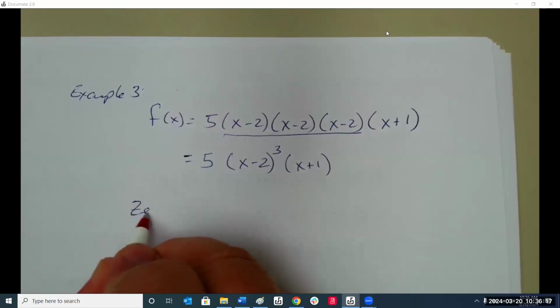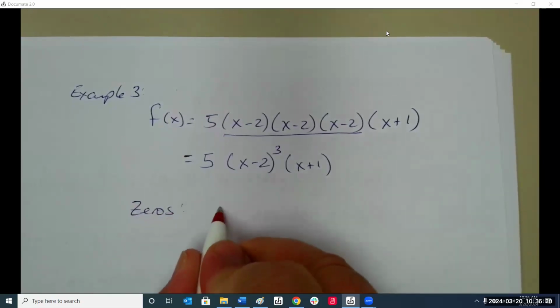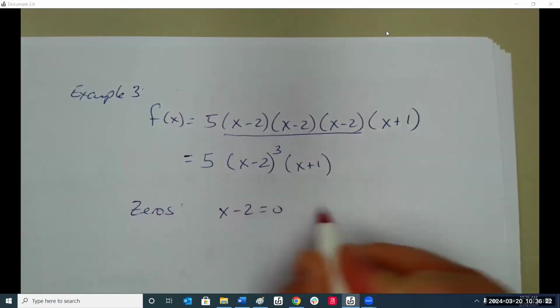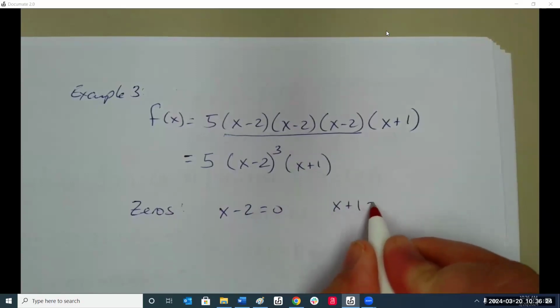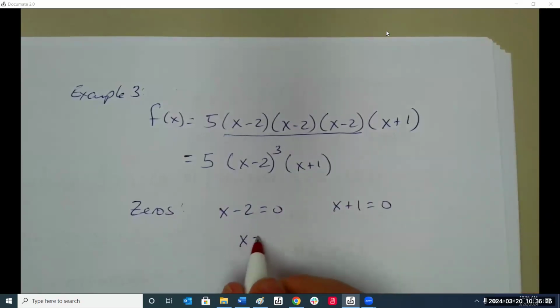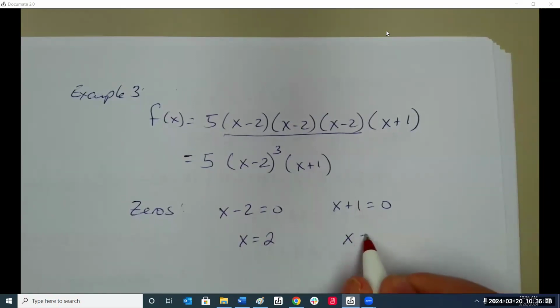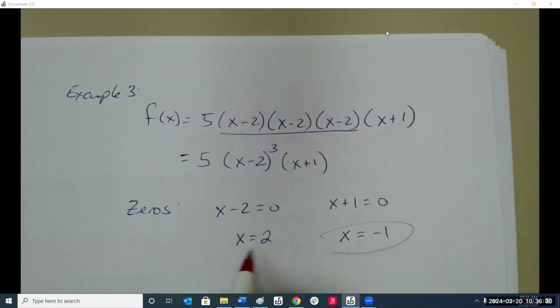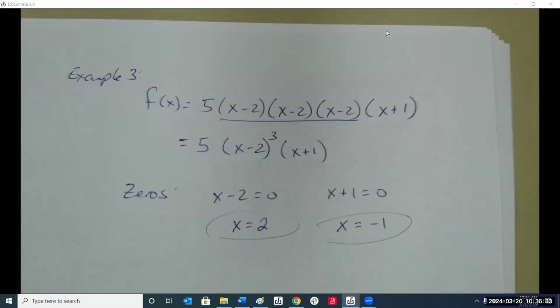So my zeros are at x minus 2 equals 0, x plus 1 equals 0. These are where the graph crosses the x-axis. Those are my solutions, my zeros.